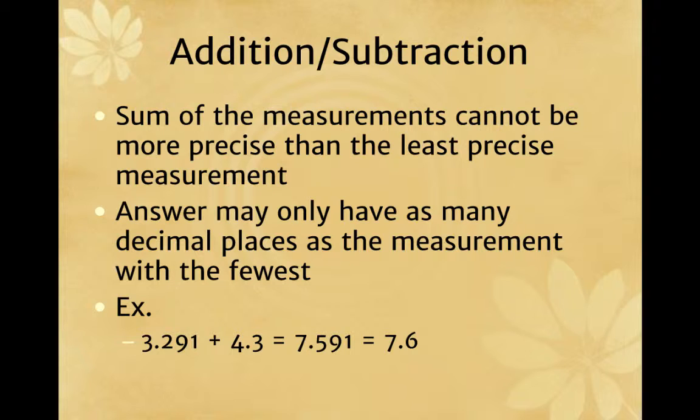So you cannot have an answer that becomes more precise, meaning goes out more decimal places, than your actual measurements, than your actual numbers that you're adding or subtracting. So here I have three digits in the decimal places. I have 1 digit here. So even though my calculator will spit out this number to me, I can only have 1 decimal place here. I have to round this number to give me 1 decimal place. So 7.6 would be the correct answer in the correct number of significant figures.